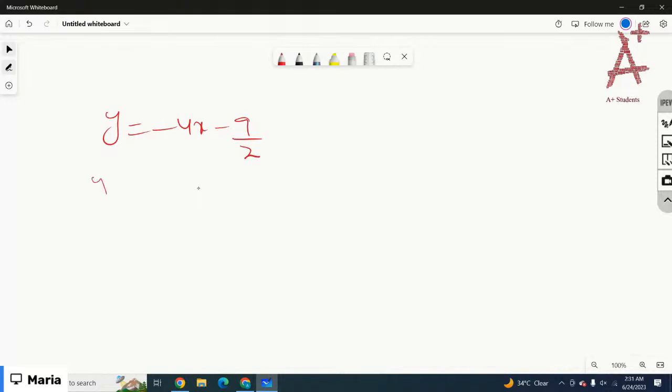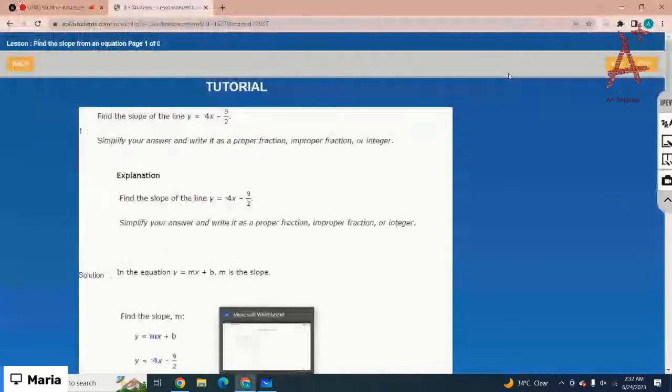The general form of the slope intercept form of the equation is y equals mx plus b. You simply have to compare this general form with the given equation. When you compare, you can see m equals negative 4 and b equals negative 9 over 2. So m is the slope, that means slope equals negative 4. That is very easy. You just have to compare the given equation with the slope intercept form.